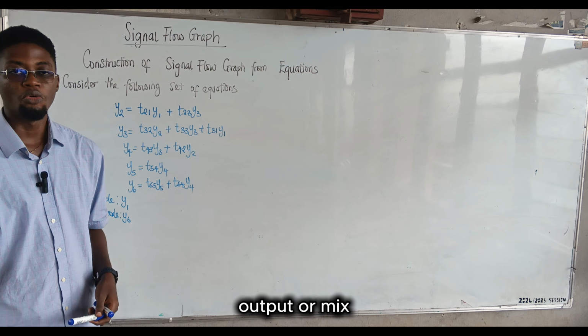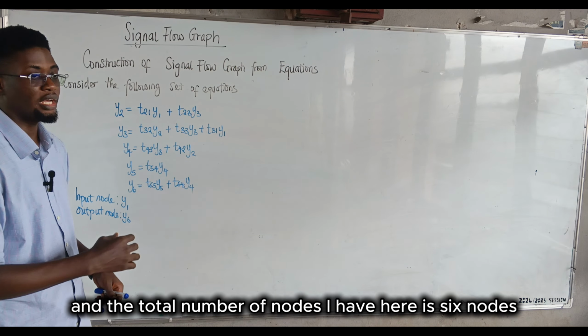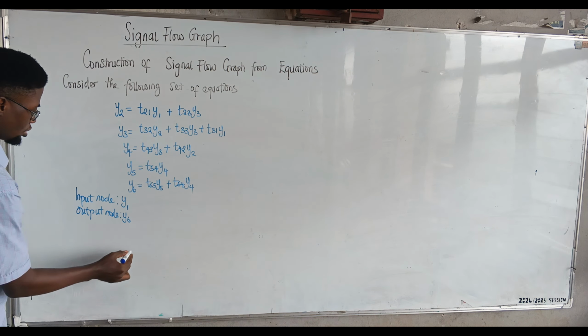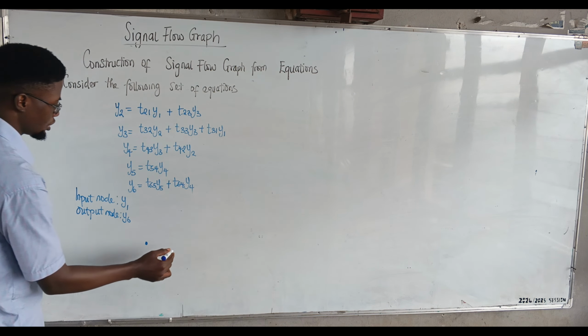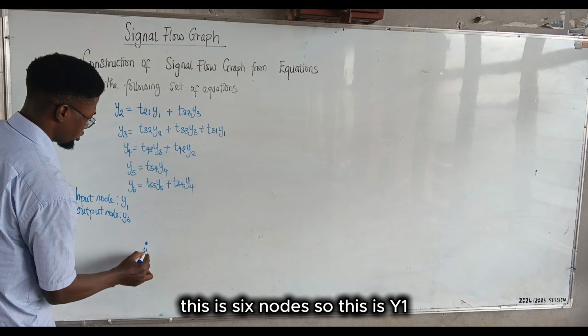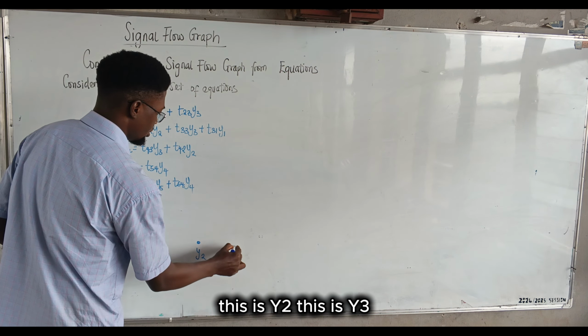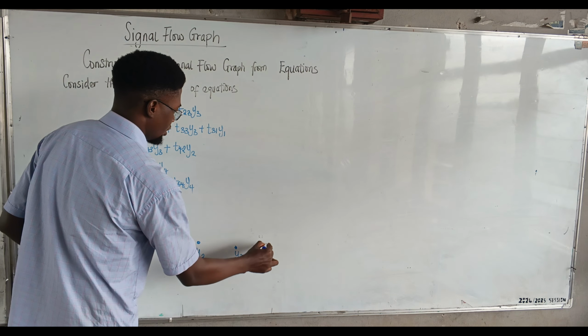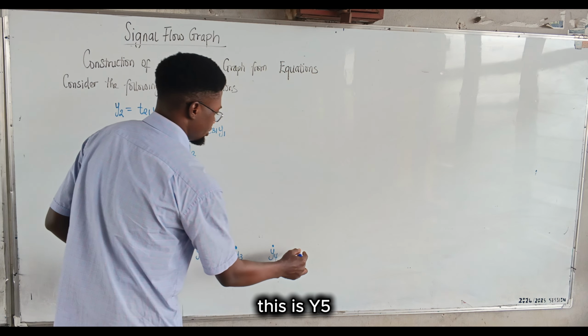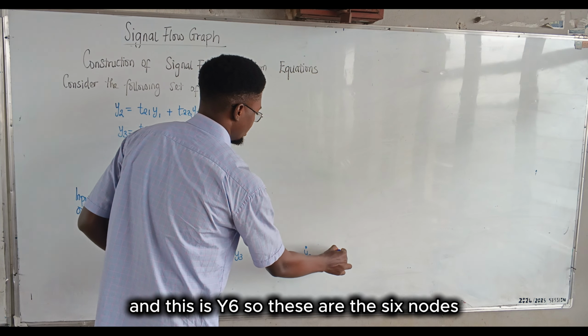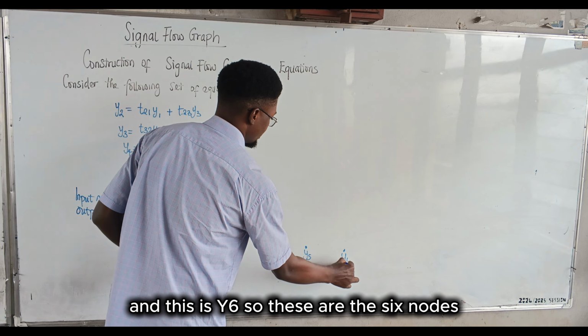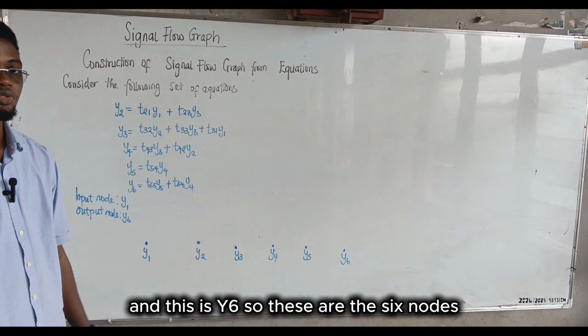So the next thing I'm going to do now is to count the total number of nodes, whether input, output, or mixed. And the total number of nodes I have here is 6 nodes. So I'm going to create nodes for them. This is Y1, this is Y2, this is Y3, this is Y4, this is Y5, and this is Y6. So these are the 6 nodes.